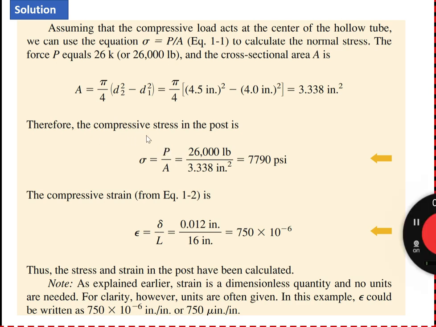Therefore the compressive stress in the post is going to be, as you can see here, P over A, which is 26,000 pounds over 3.338 inches squared. This gives us 7,790 psi, pounds per square inch. I hope that you have understood now how we can obtain the compressive stress. Remember that we are talking about normal stresses here. Now let's go to the next part, which is related to the strain, the compressive strain from equation 1-2.